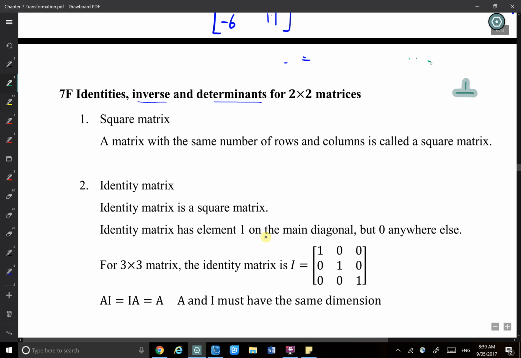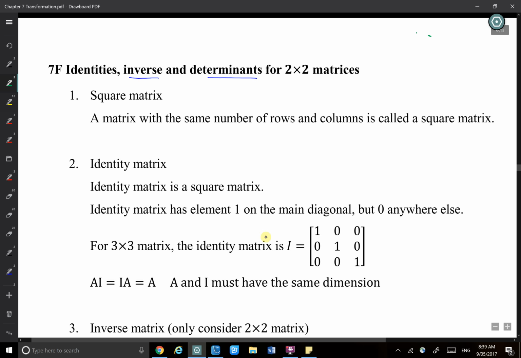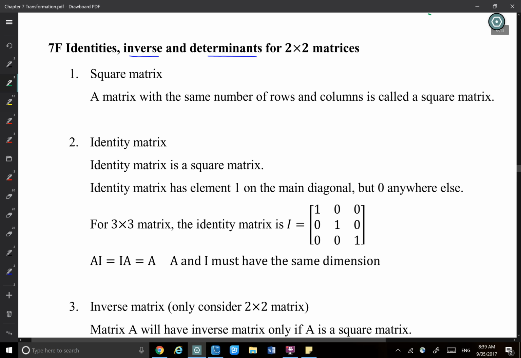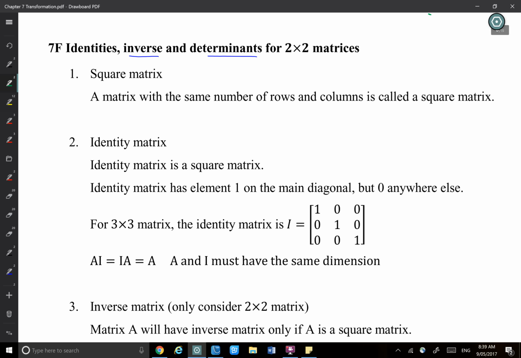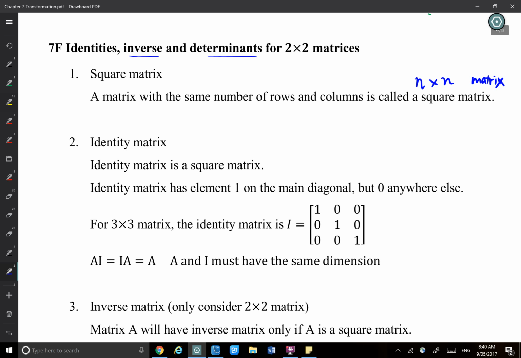Let's have a look at the square matrix. Okay, so some definitions first. What is a square matrix? A square matrix is a matrix with the same number of rows and columns. So basically it's an n times n matrix. You have the same number of rows and the same number of columns. So instead of rectangular, you will have a square matrix. Okay, a square shape.